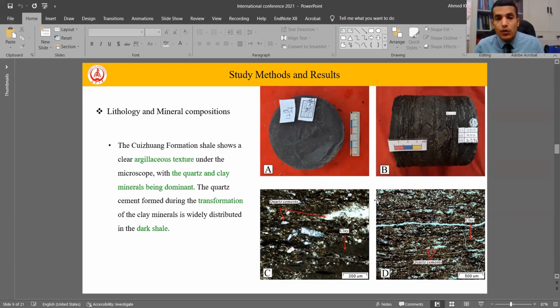The cores show that the Cuizhuang formation is blocky in texture, and under the microscope, the mineral compositions are widely distributed by clay and quartz cement. The quartz cement formed during the transformation of the clay minerals.